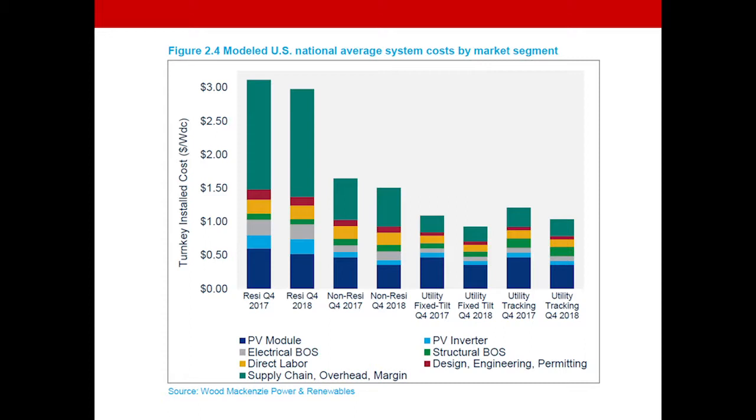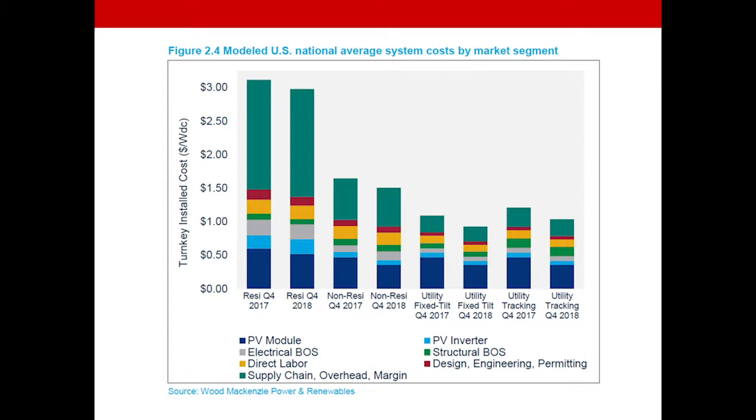This is why it's so different. This is from Wood Mackenzie Power. This is by segment. You can see between 2017 and 2018 Q4 numbers, looking at the different sectors of solar use. And you can see in residential Q4, these first 2 bars, you can see how much of the bar is this part. It's supply chain, overhead, and margin, basically soft costs. This is one of the biggest components as you get into residential systems.